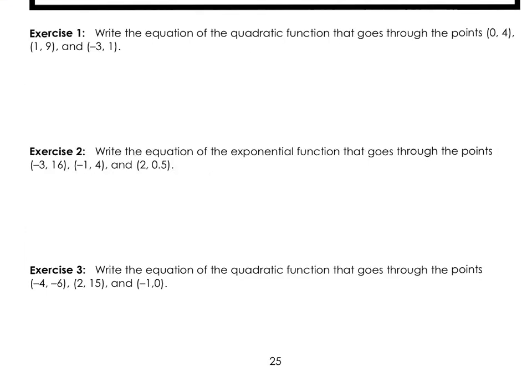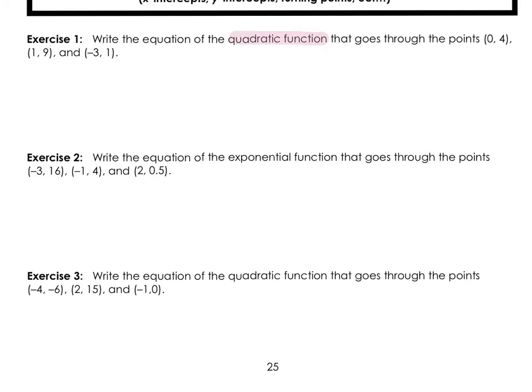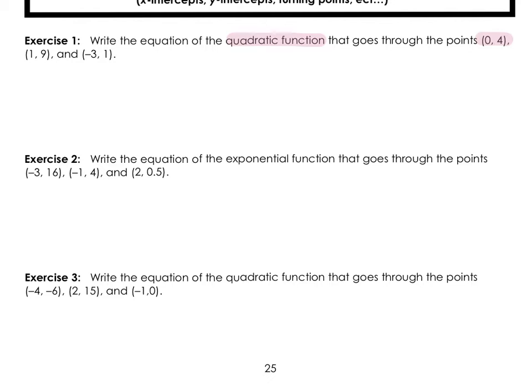The first one says that we need to write an equation of a quadratic function. So they're telling us exactly which one we need to use. And that quadratic function needs to go through the points (0, 4), (1, 9), and (-3, 1). To do the quadratic regression here, first I'm going to put my points in a table so it's easier to transfer them into L1 and L2. So I put all my x values on one side, 0, 1, and -3, and all my y values paired with them: 0 is with 4, 1 is with 9, and -3 is with 1.